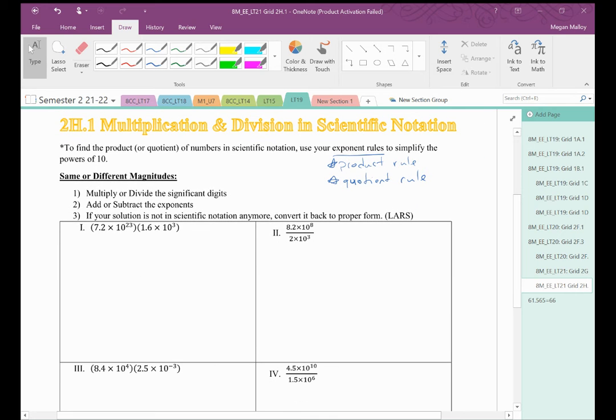So with multiplication and division, we do not have to worry about getting our magnitudes or our exponents the same. We can just use our exponent rules to help us simplify those.